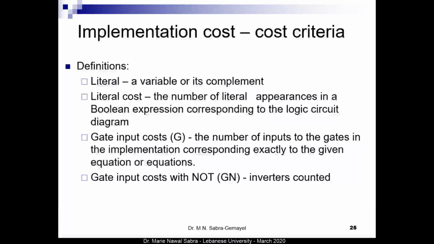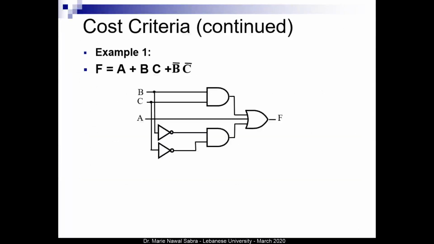The first one is to take the literals, that is, to count the number of variables inside the expression. The second one is the gate input cost, which is the number of literals plus the gates. And the third one is the gate input cost with NOT. In the second method, we do not add the inverters; in the third one, we do add the inverters. This is going to be clear with the example here.